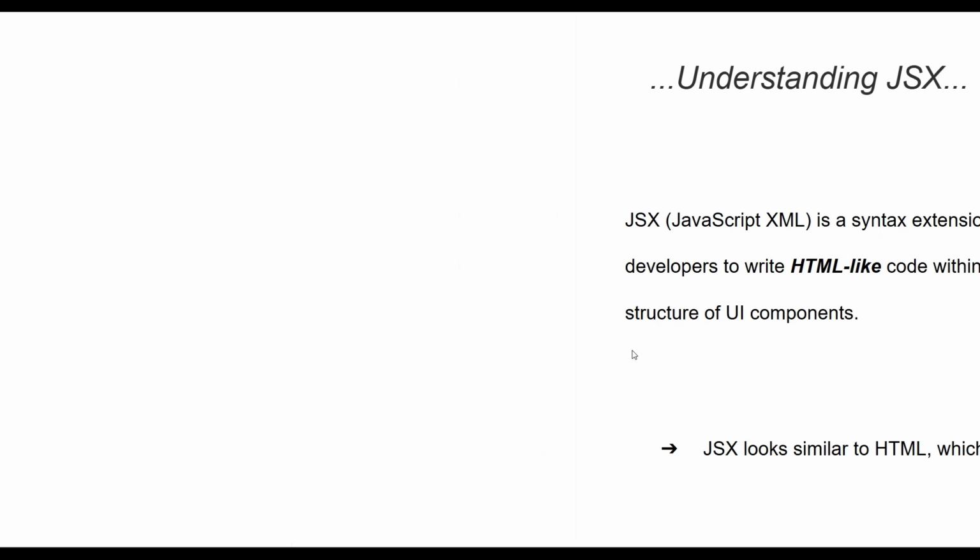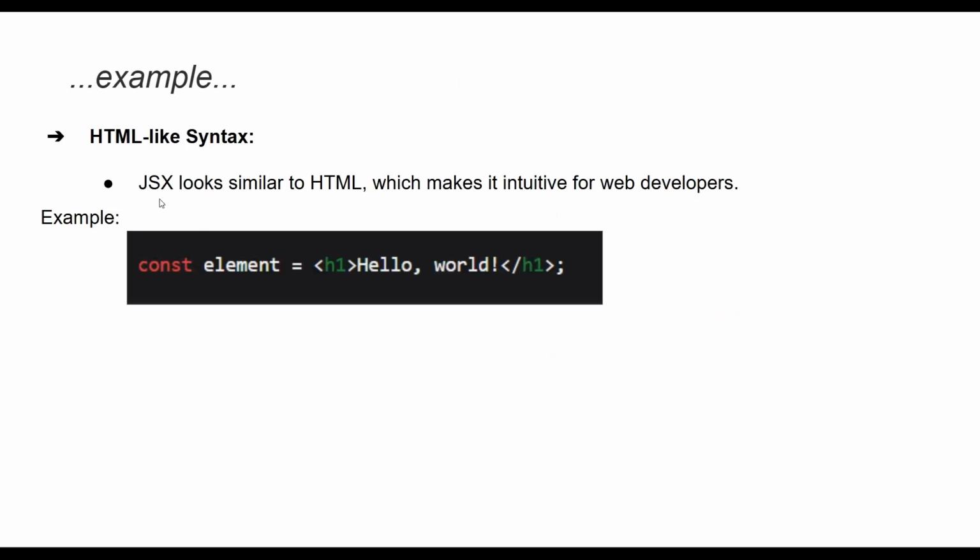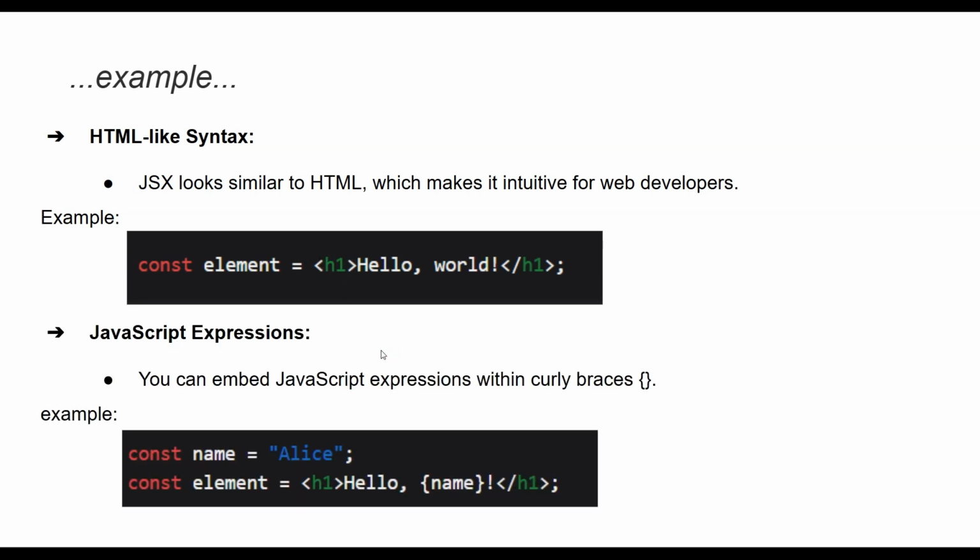And now if we move forward, we're going to see some examples of this syntax. Here we have the HTML-like syntax. JSX looks similar to HTML, which makes it intuitive for developers. Right here we have the example: hello world. It's like HTML, right? Now, if we go here, we see the JavaScript expressions.